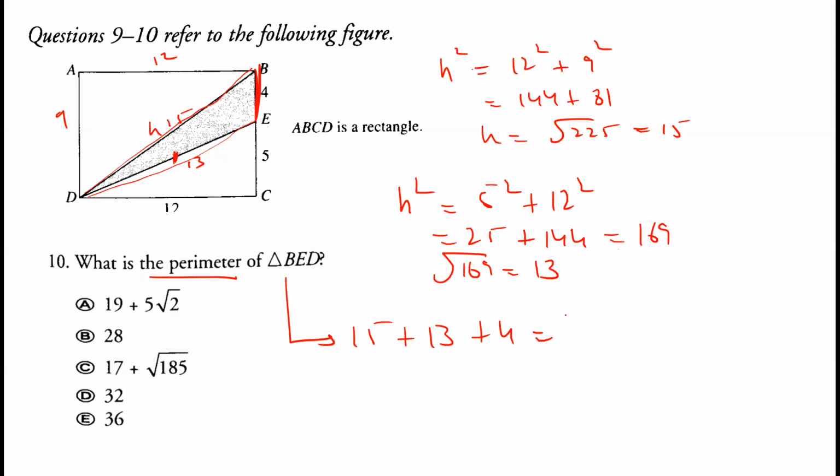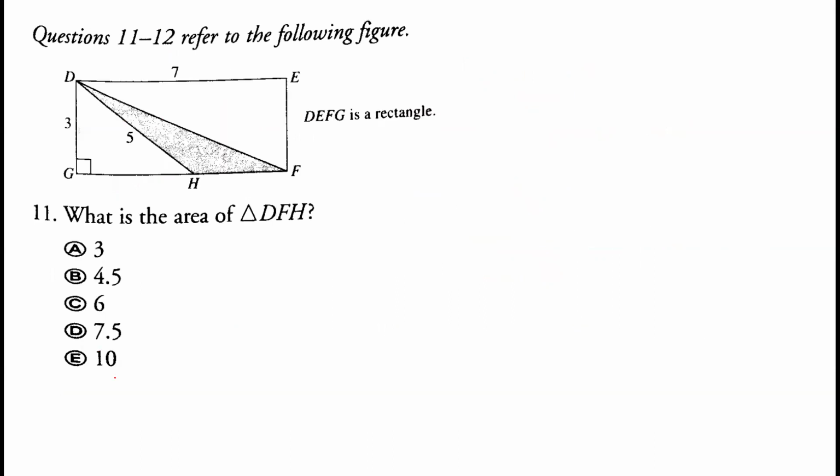So 15 plus 13 plus 4 is 32. So the right answer is D. Now, what is the area of DFH? Again, we need to find out the area of the shaded region.